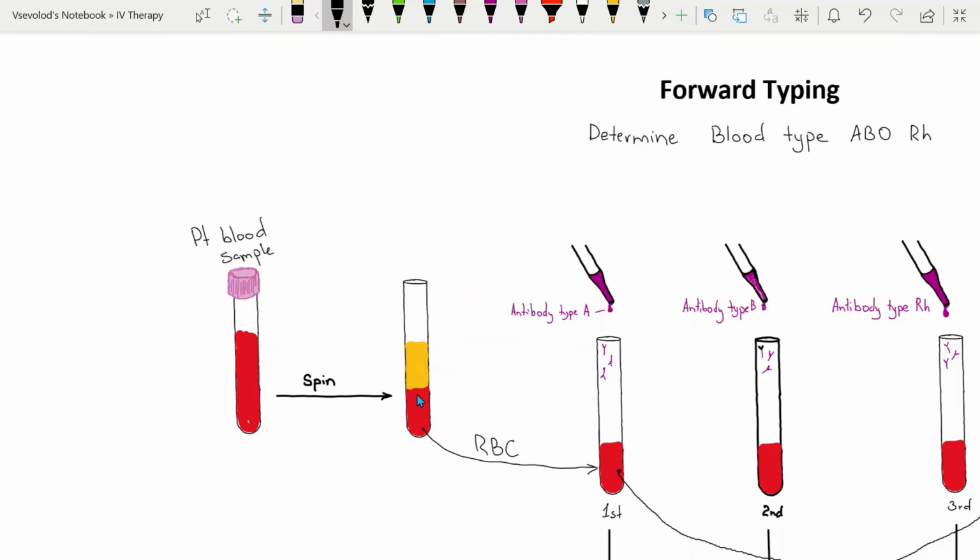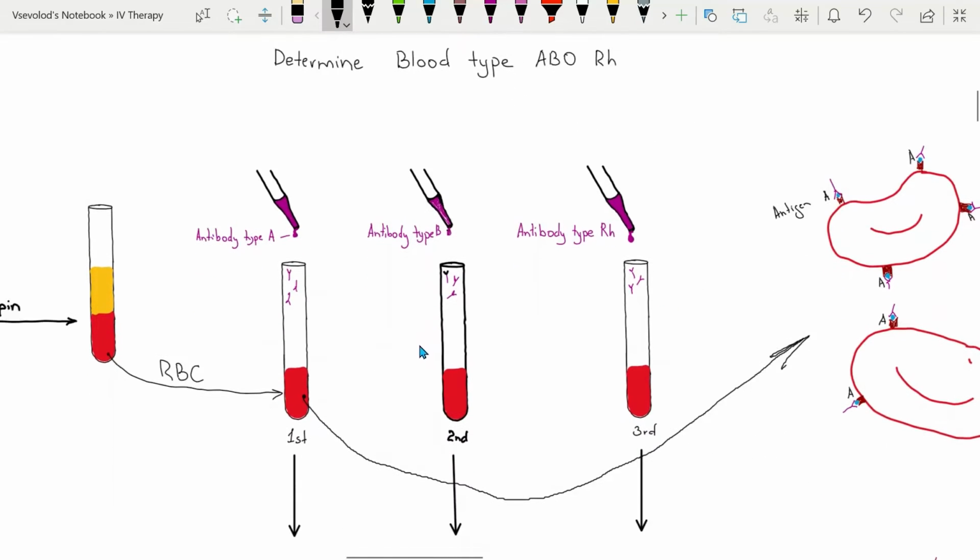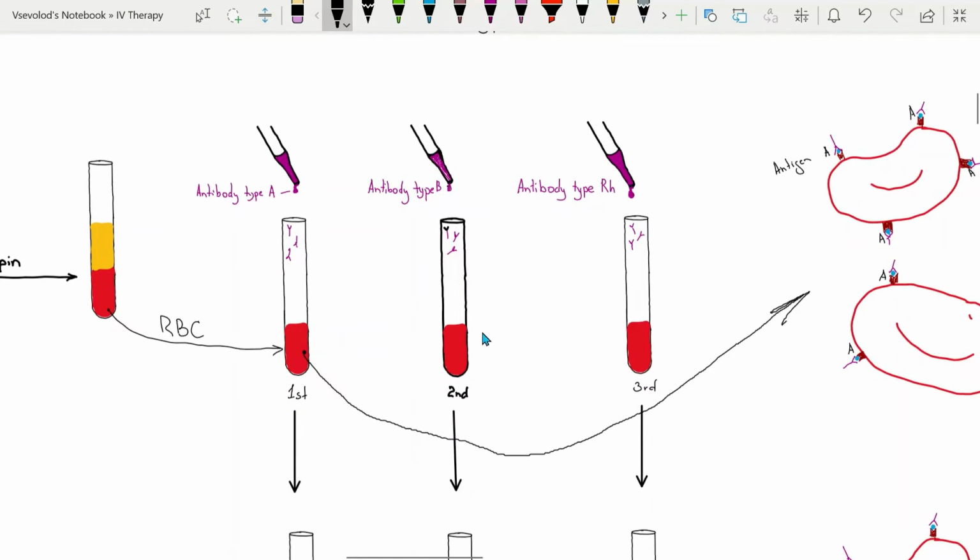They then put the red cells in separate test tubes, and to each test tube they will add different antibodies. In the first test tube they will add antibodies to type A cells. Let's call these anti-A antibodies. In the second test tube, they will add anti-B antibodies. And in the third test tube, they will add anti-Rh antibodies.